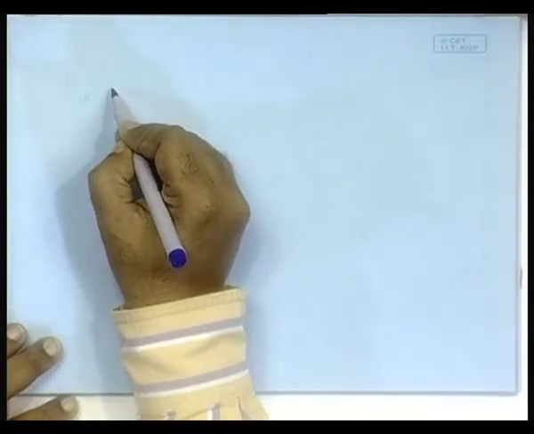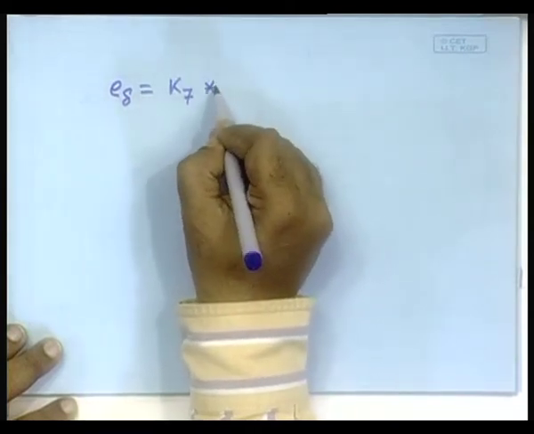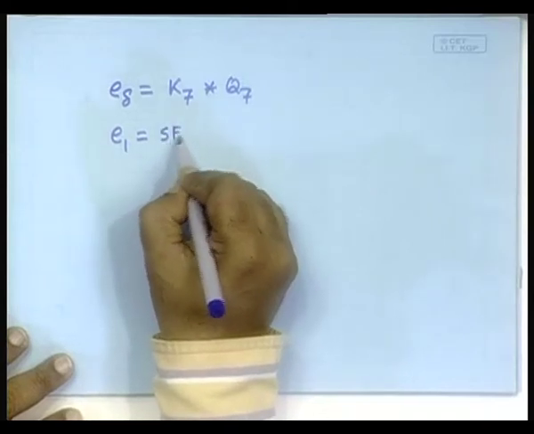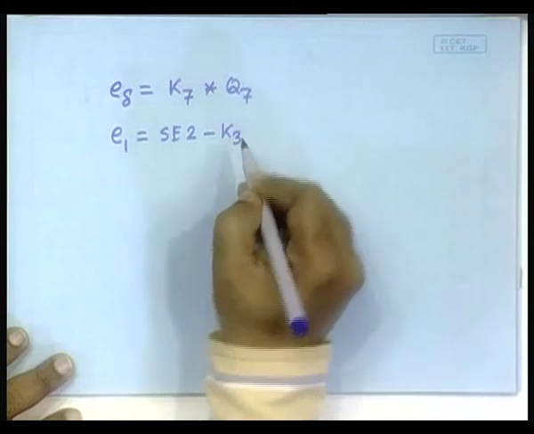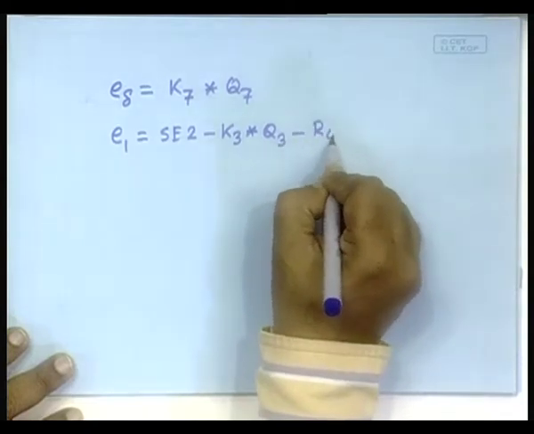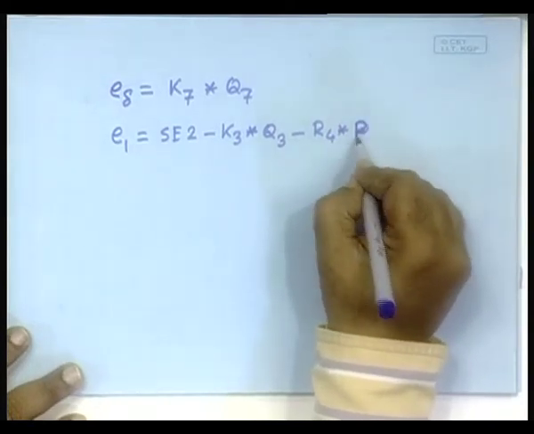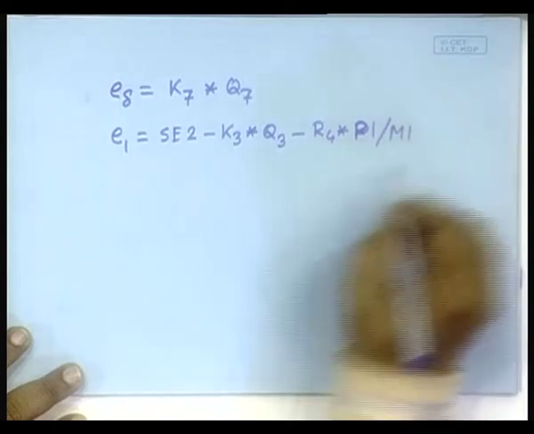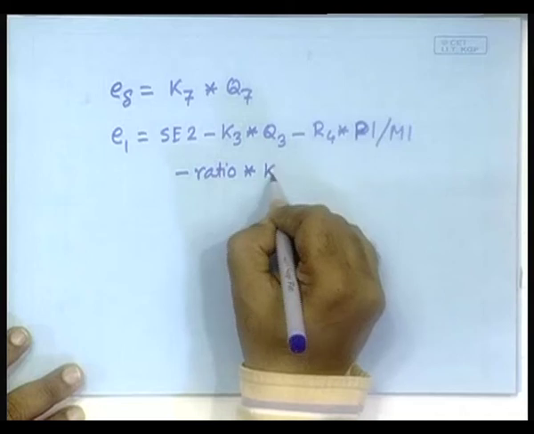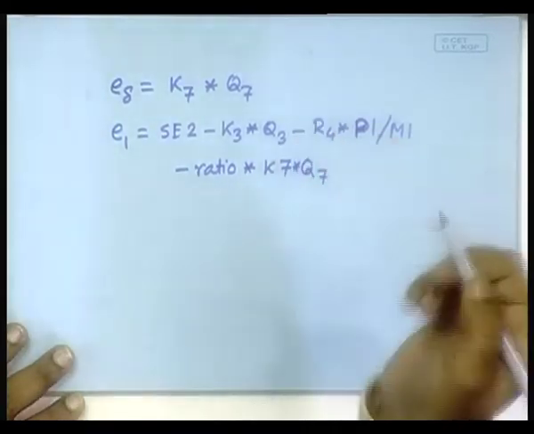So, it says first E8 is equal to K7 star Q7. E1 is equal to SE2 minus K3 star Q3 minus R4 star P1 by M1 minus ratio times K7 star Q7. Check. You have already obtained the differential equations for this.